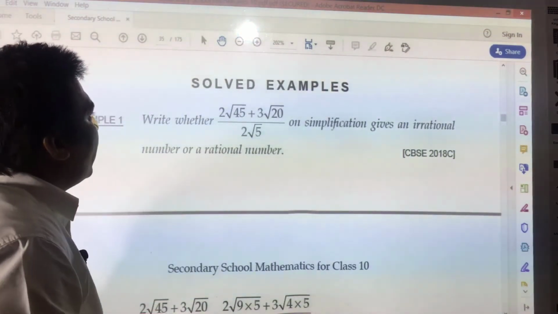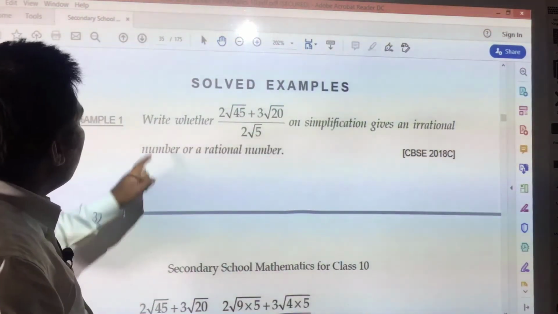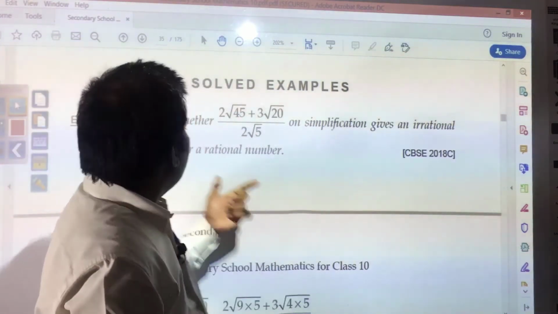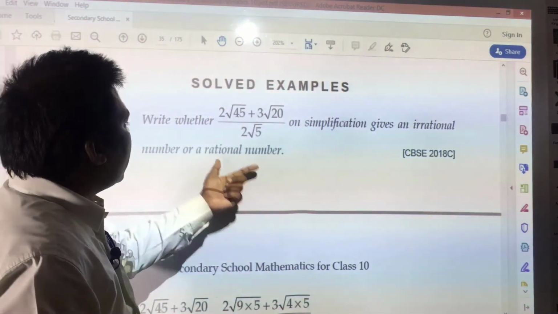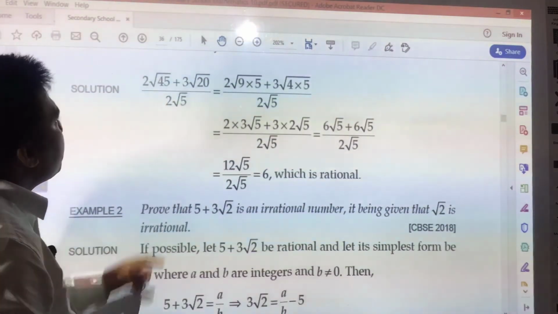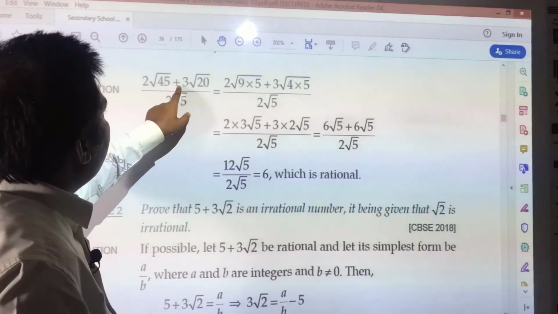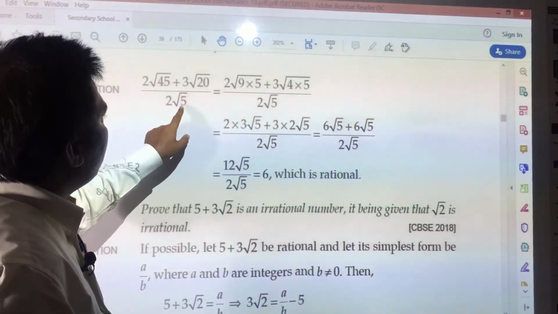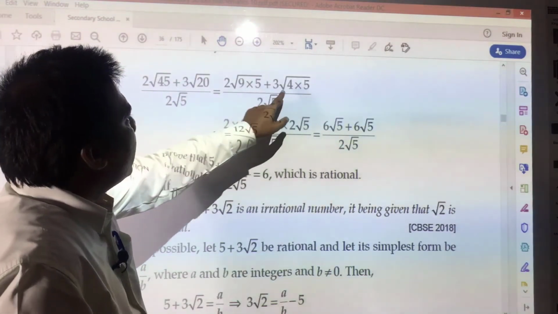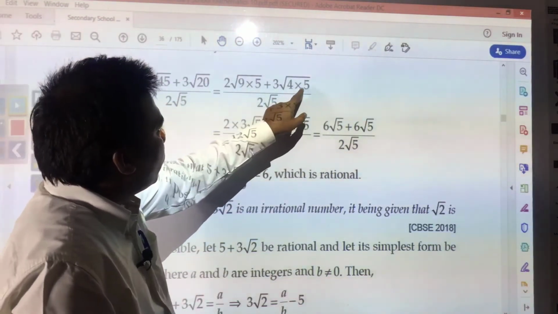After this you have some examples. Write whether this number on simplification gives an irrational number or rational number. Here you see 2 root 45 plus 3 root 20 divided by 2 root 5. This 45 can be written as 9 into 5. 20 can be written as 4 into 5.